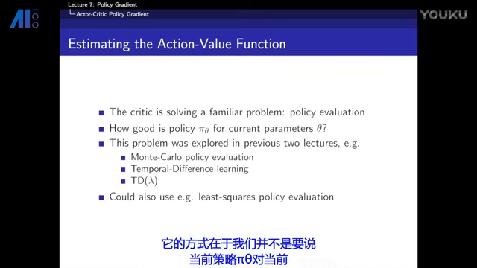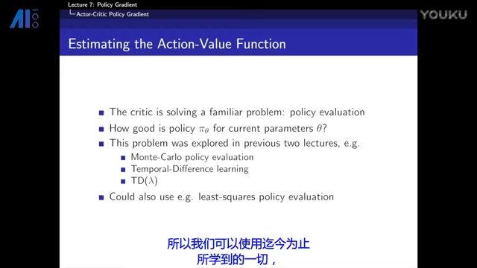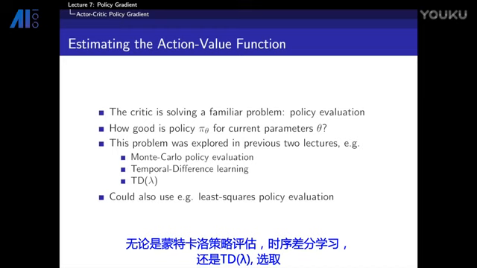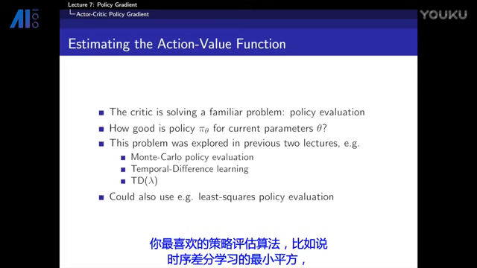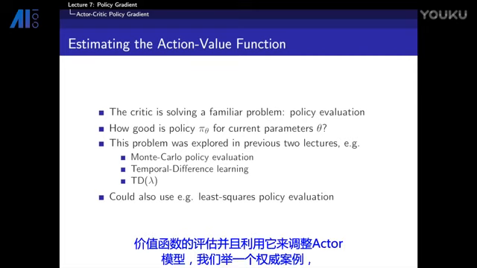So a way to understand this is we want to say, how good is this current policy pi u for our current parameters u? We want to know how good is that thing. And so we can use everything we've learned so far: Monte Carlo policy evaluation, temporal difference learning, TD lambda, least squares temporal difference learning, pick your favorite policy evaluation algorithm, anything you like, throw it into the pot, get an estimate of your action value function, and use that to adjust your actor.